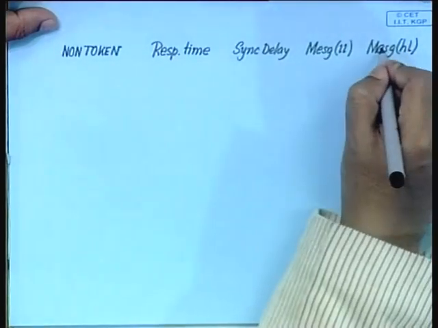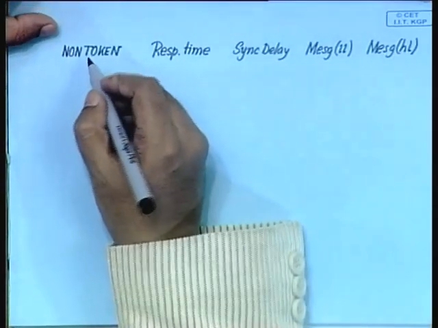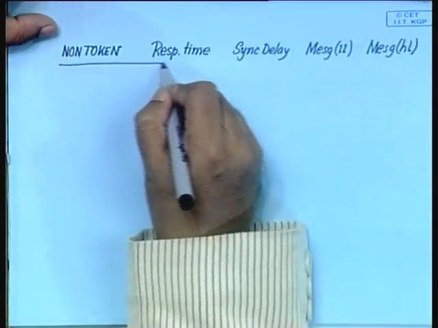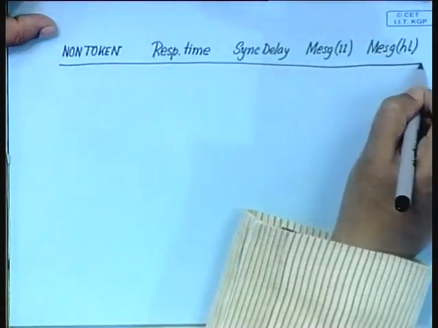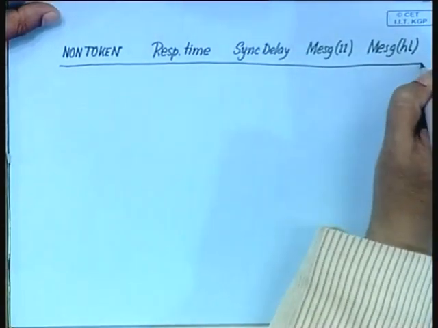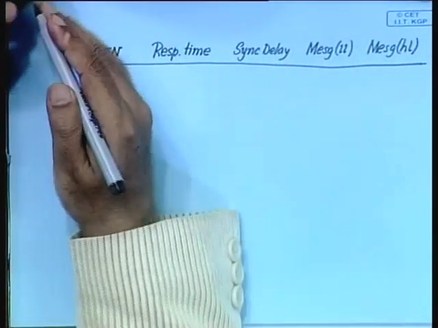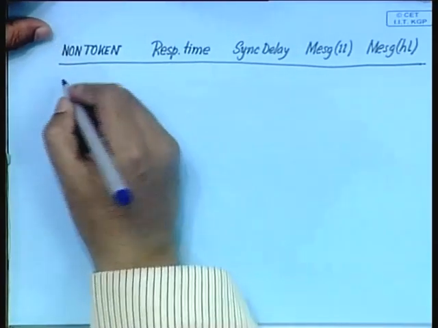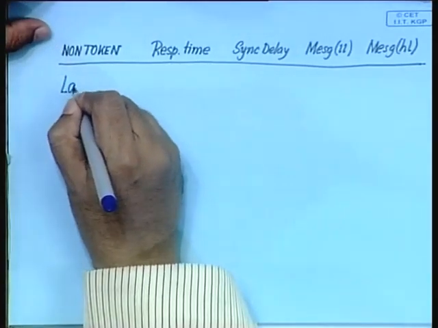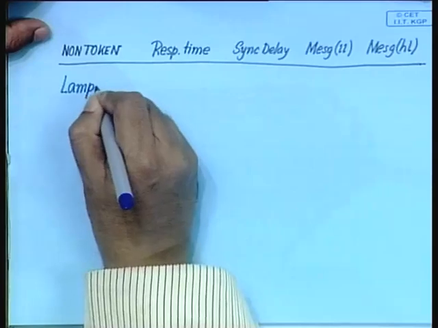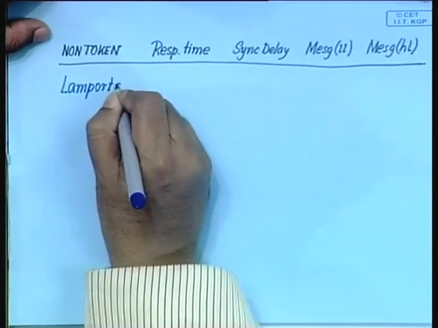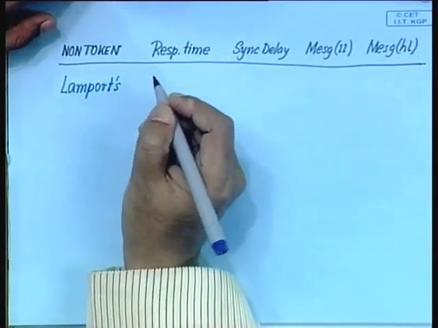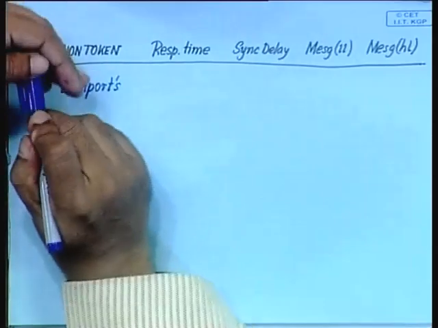Because there are some algorithms which behave a little differently given the load on the system, like Maekawa's algorithm, because it has more probability of deadlock when you have high load. So, let us look at the different algorithms. For Lamport's algorithm, what is the response time?